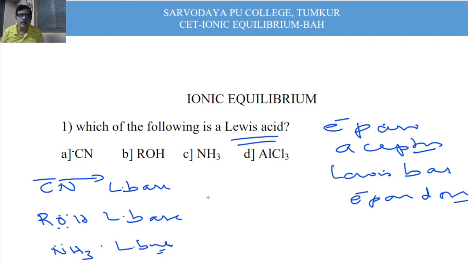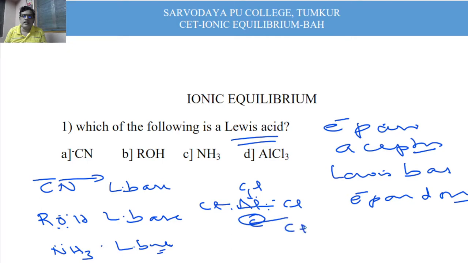on chemical bonding. See, in case of aluminum chloride, aluminum is deficient of 2 electrons to complete the octet. So it can accept 2 electrons given by an ion like Cl minus ion. Therefore, AlCl3 is an electron pair acceptor, and that will be the answer for this question. So the answer for this first question is D. Let's go to the next question.